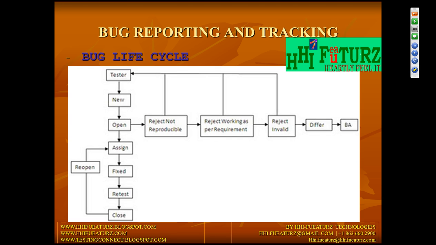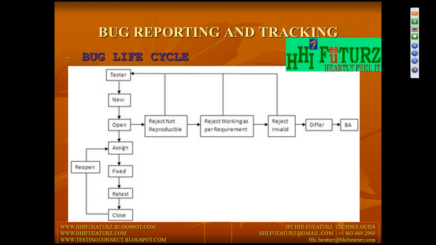Once he fixes it, the status of that bug should be fixed. Then the deployment team will deploy the new code changes into the testing environment. Then he will change the status to retest. Once you see the status of that bug is retest, you'll retest that defect. If it is really fixed, then you'll add appropriate comments to that bug and close it. Otherwise, you'll reopen it and assign it back to development.